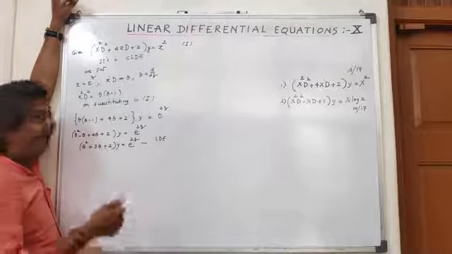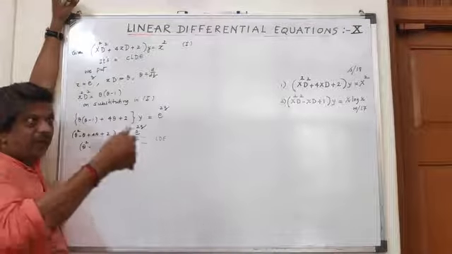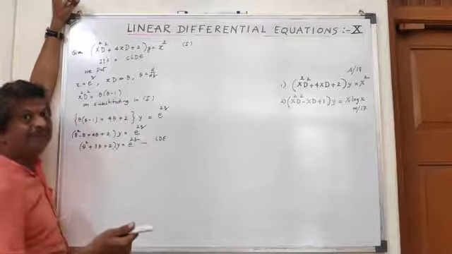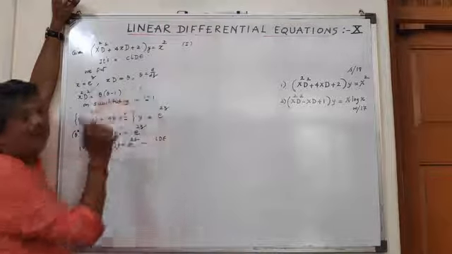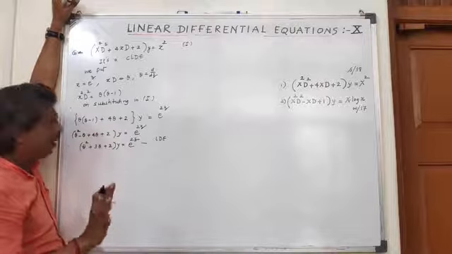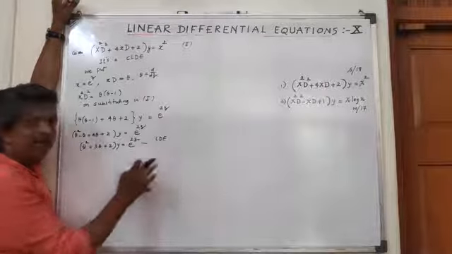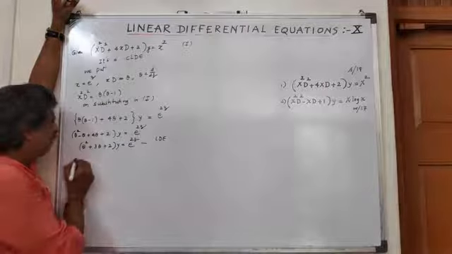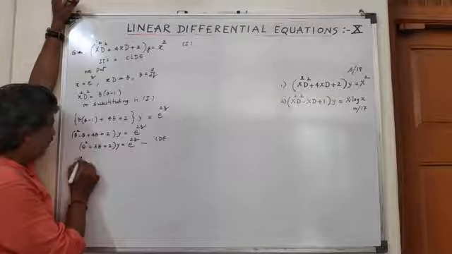Instead of capital D, it is theta. Capital D was d by dx, whereas theta is d by dz. That is the only difference. So we shall solve this LDE. We know how to solve this. So what is yc?